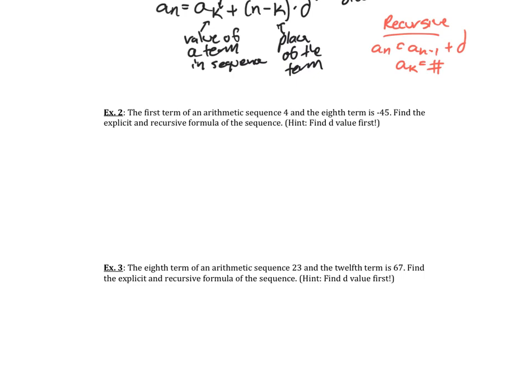All right, so let's take a look at example 2. So it says the first term of an arithmetic sequence is 4, and the 8th term is negative 45. Find the explicit and recursive formula of the sequence. First step in all of this, always find d, because d is part of every formula.